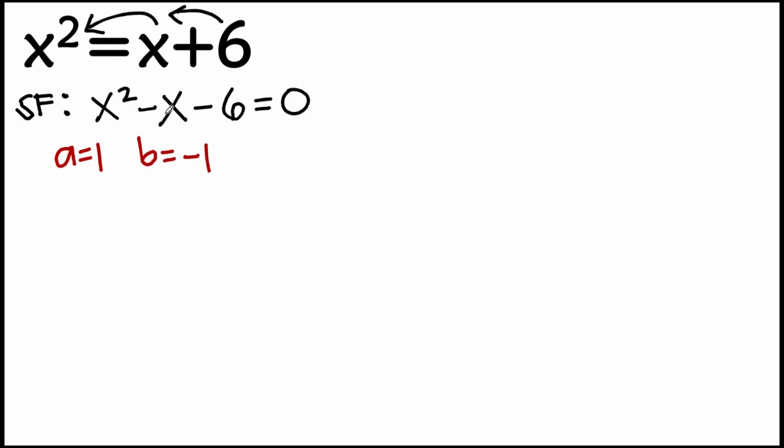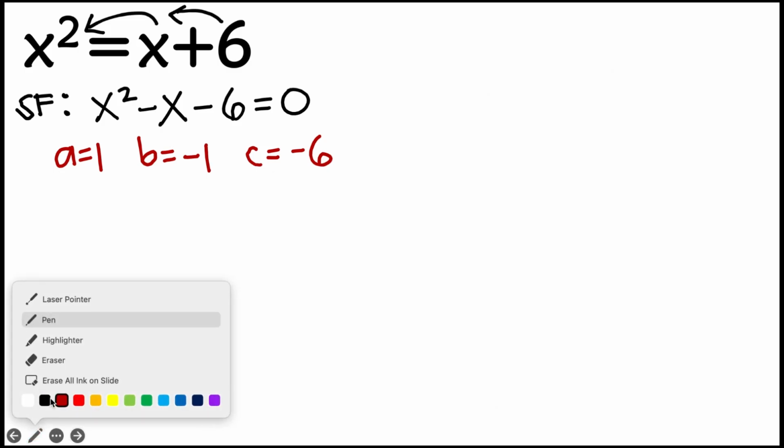Anak, tandaan ha, kung sino yung nasa kaliwa niyang sign, sa kanya yon. Okay? Kaya po negative si 1. And your C is your constant. So, negative 6. Okay? So, next, substitute natin doon sa ating quadratic formula.